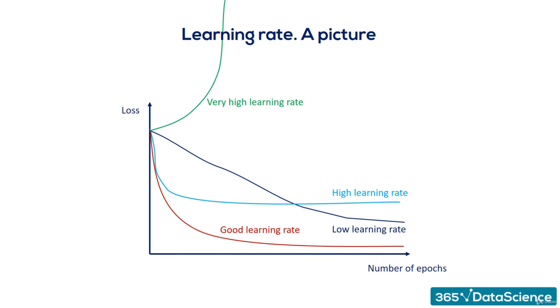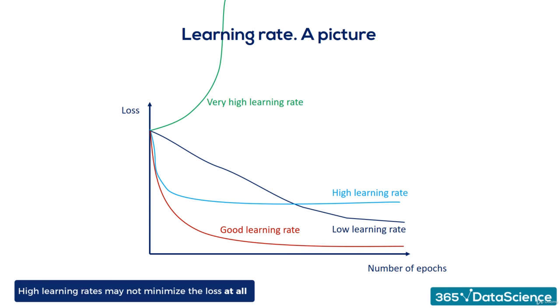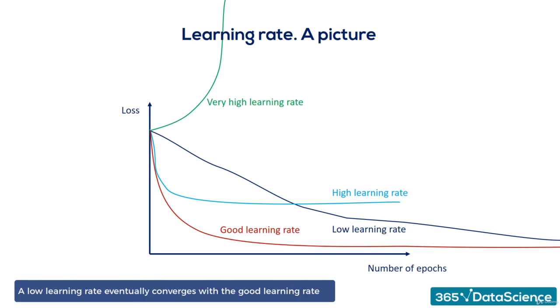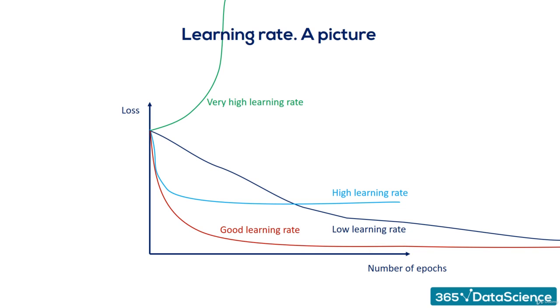One way to establish a good learning rate is to plot the graph we're showing you now for a few learning rate values, and pick the one that looks the most like the good curve. Note that high learning rates may not minimize the loss. A low learning rate eventually converges with the good learning rate, but the process will take much longer.